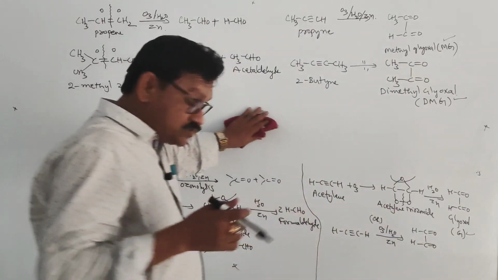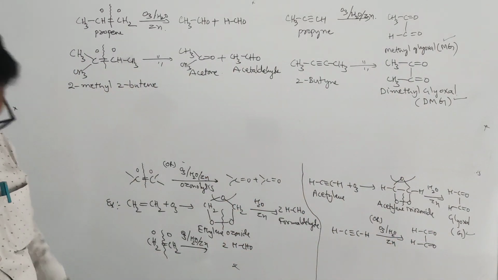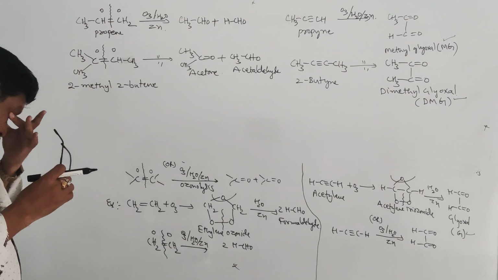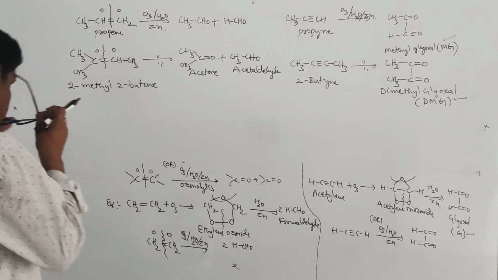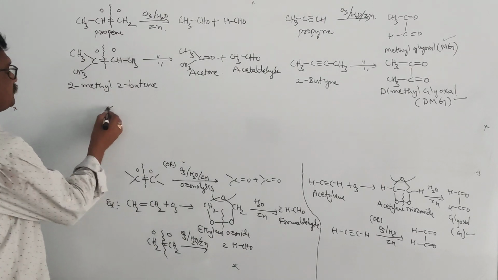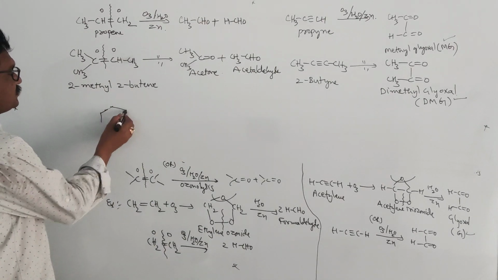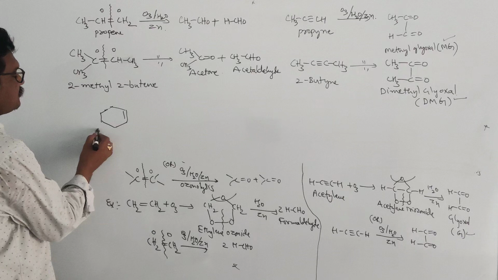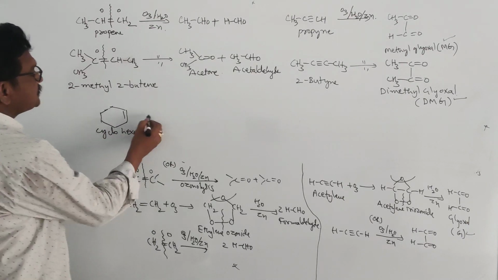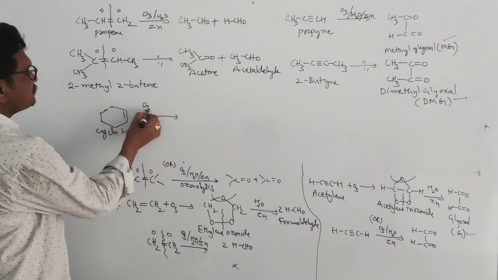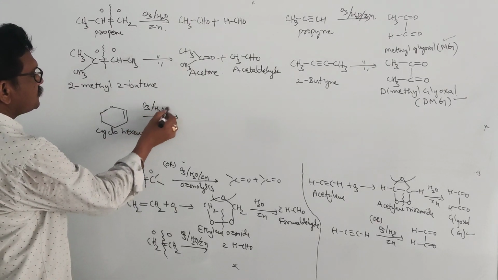So we are practicing so many examples so that we get perfection. Then I write another example. You know this is cyclohexene. On ozonolysis, ozonolysis means O3, H2O/zinc.